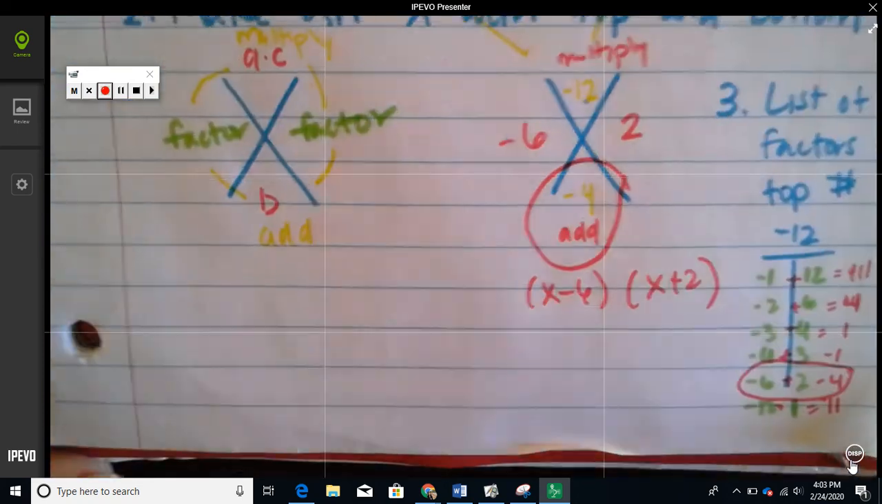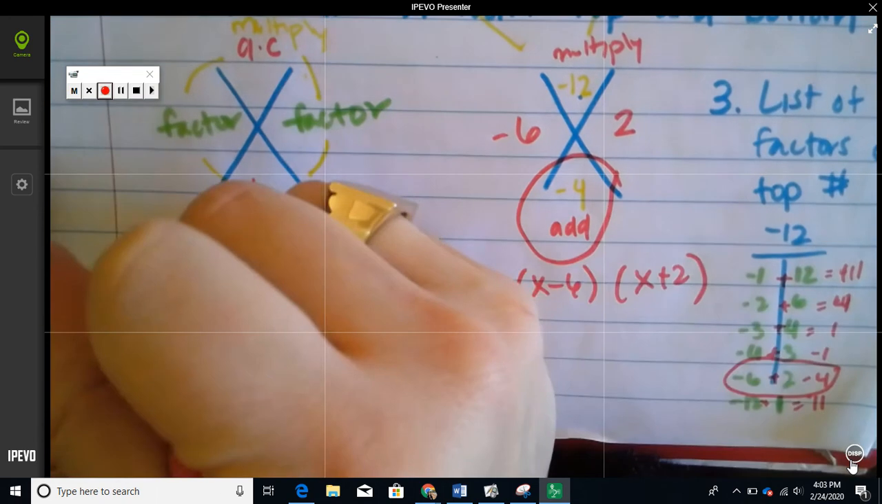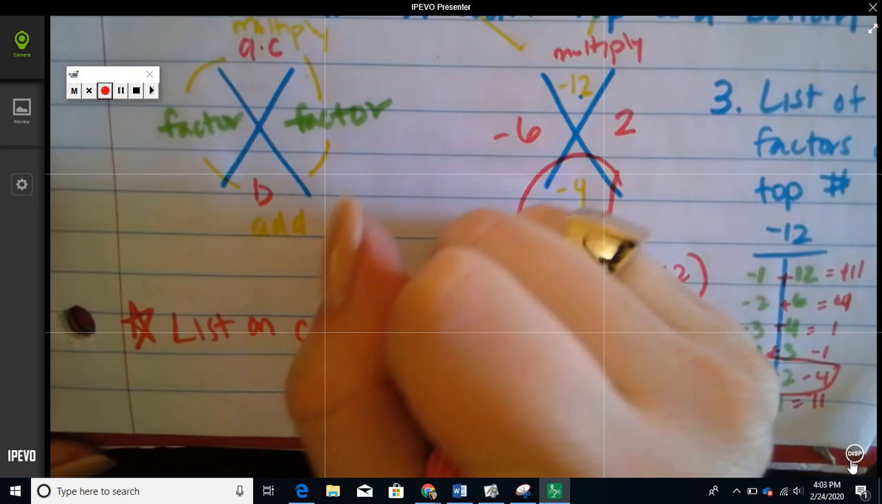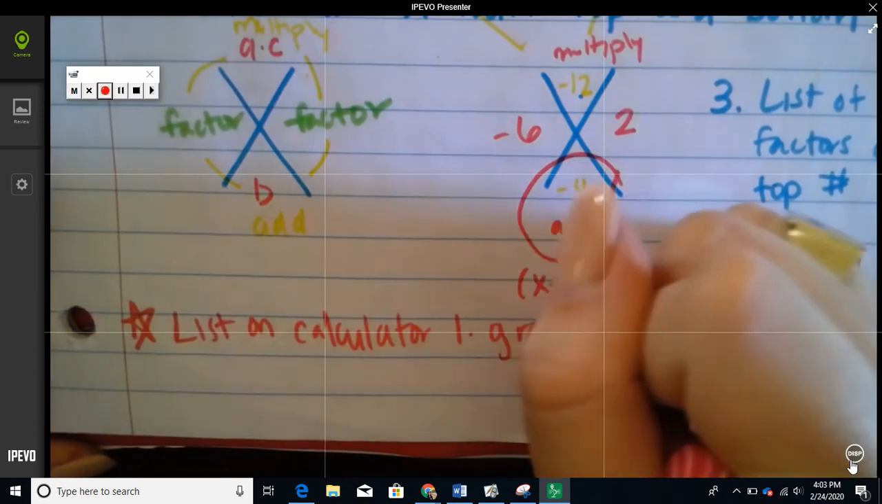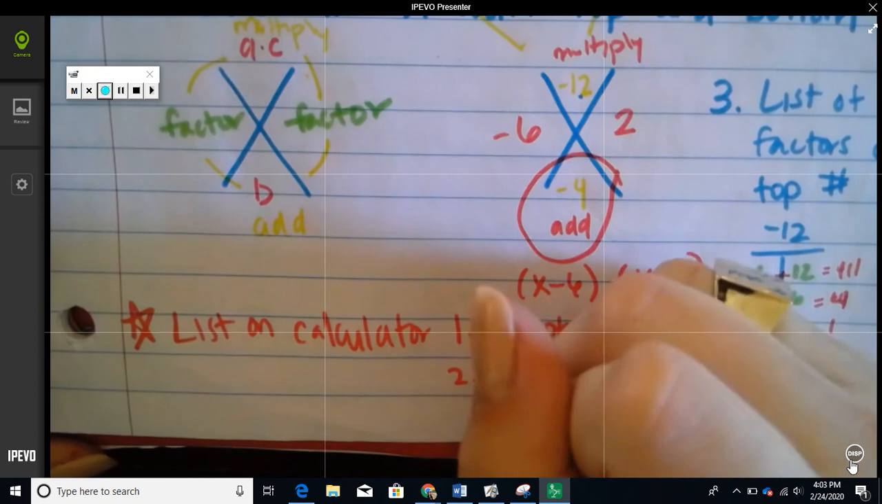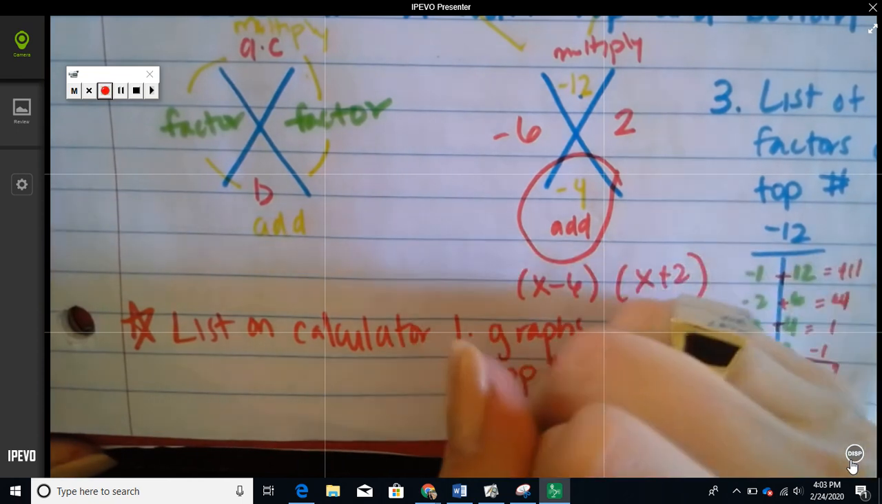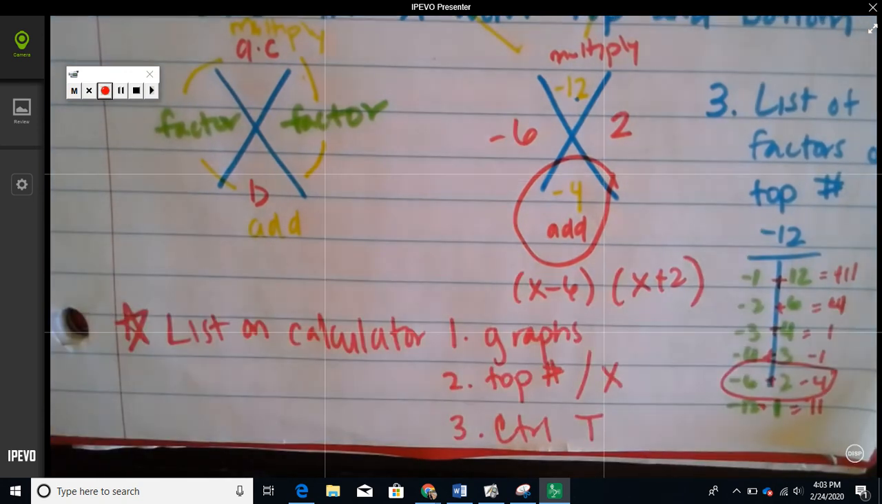If you cannot make the list in your head like I did, what you can do is make the list on the calculator. And it's 3 steps. You go to graphs. You type in the top number, whatever the top number is, divided by x, and then you press Control T. And then you can check out the other video, and I'll do an example in that one.